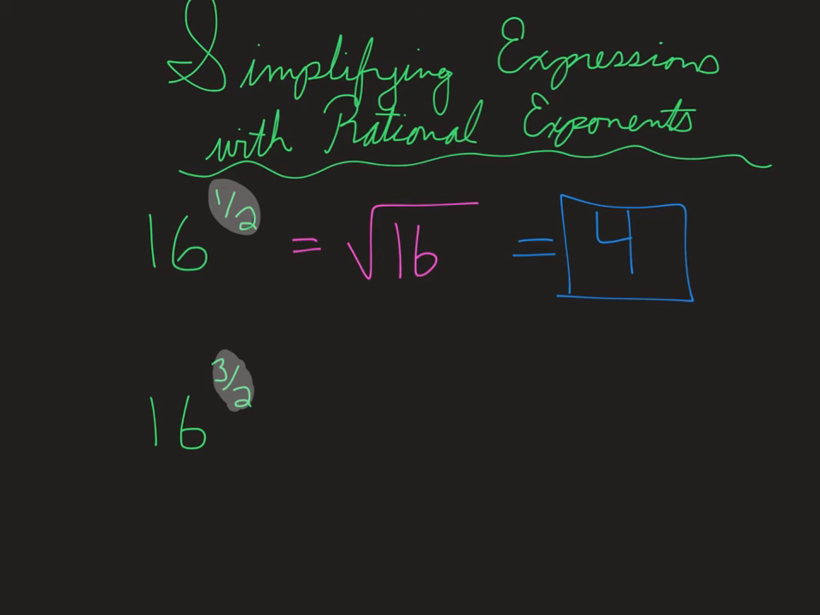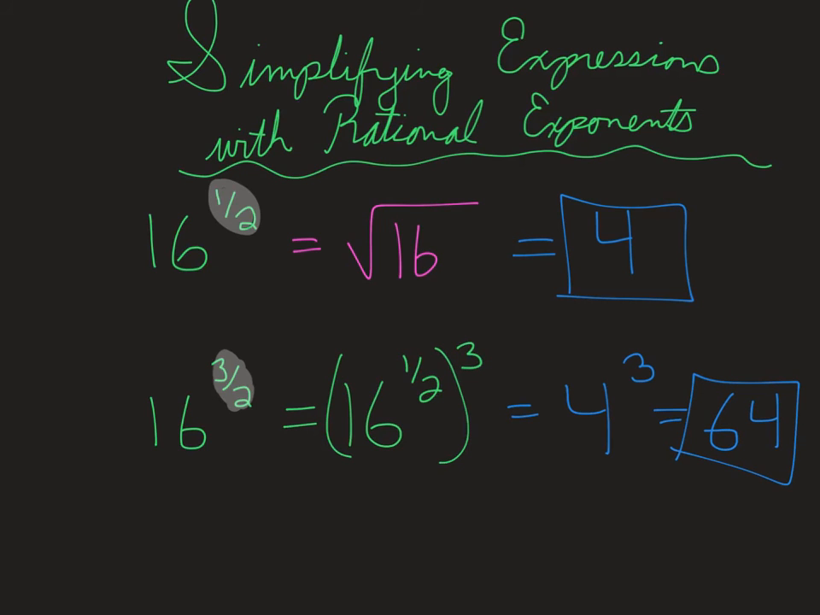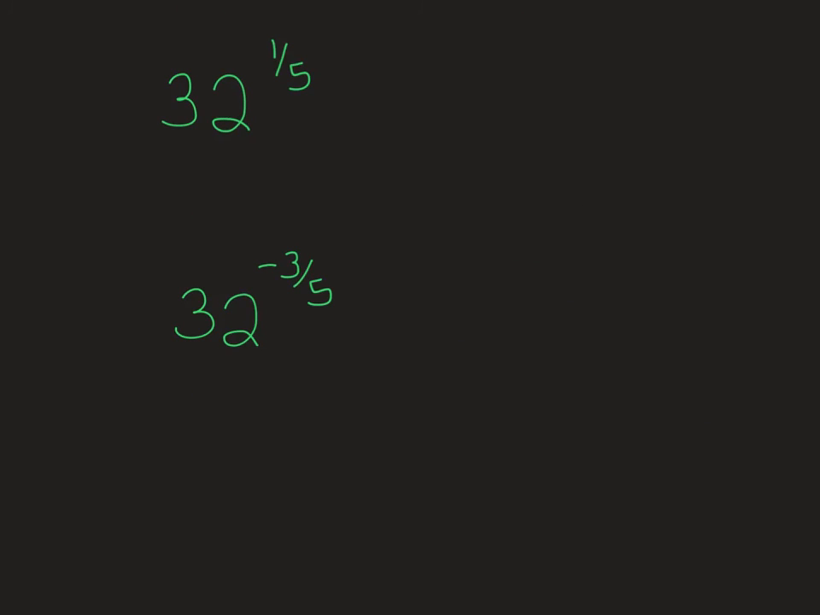So this is really the same thing as having 16 to the 1/2, but you have that 3 times if you think about exponent rules, because 1/2 times 3 is 3/2. Okay, so we know that 16 to the 1/2, this is square root of 16, is 4 from above. So really this is 4 to the 3rd power, and 4 to the 3rd power is 64. And you can use your calculator to check that. Let's look at another example.